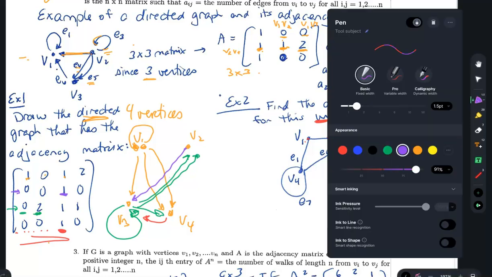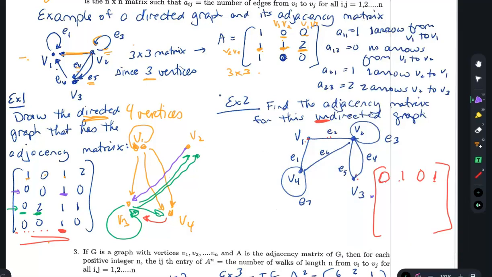Then if we move to vertex V2, V2 has an edge going to itself, the loop. V2 to V1 would be this edge, so the 1 here comes from this. V2 to V2 is the loop. And then V2 to V3, are there any edges? Yes, there are. There's 2 edges going between V2 and V3. And are there any edges between V2 and V4? There is. There's 1.